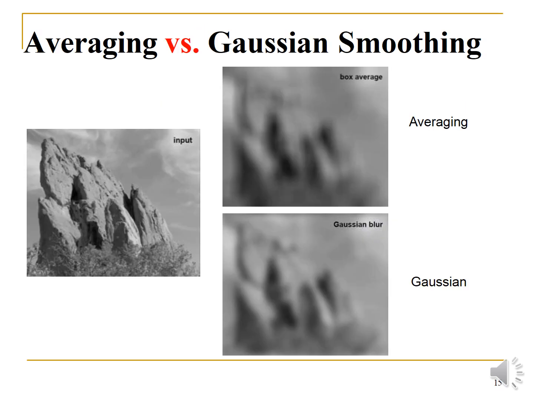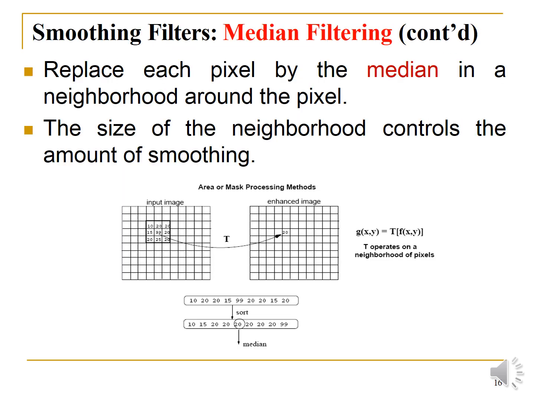So this is another example. In the case of averaging versus Gaussian smoothing, I already told you Gaussian smoothing is used for blurring of images. So in this case, the input image is somewhat better, so we are applying Gaussian filters and we are smoothing. We are applying box average on each pixel and the output image is obtained as Gaussian.